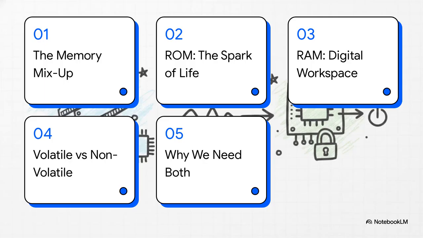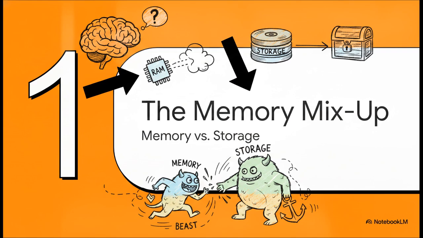Okay, let's quickly run through our roadmap for today. We've got 1. The memory mix-up, 2. ROM, the spark of life, 3. RAM, the digital workspace, 4. Volatile versus non-volatile memory, and 5. Why we need both.